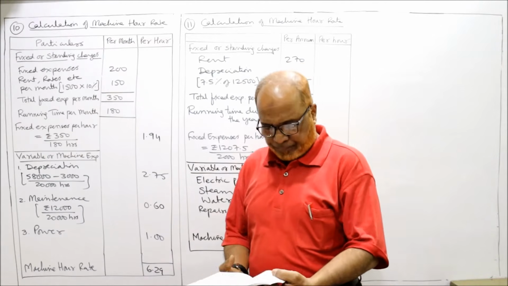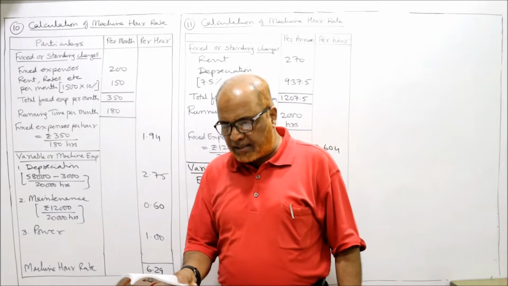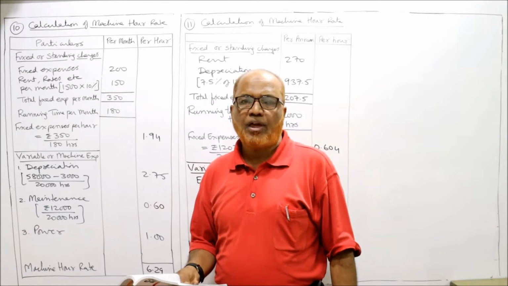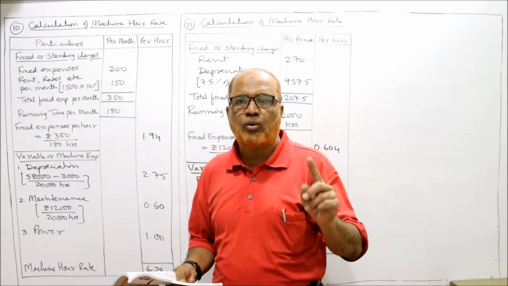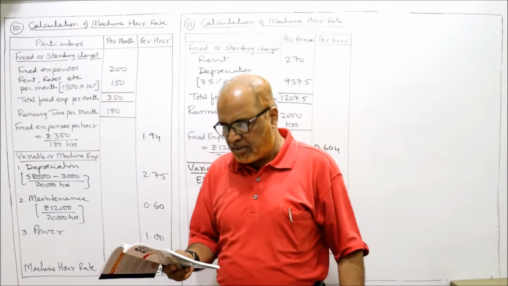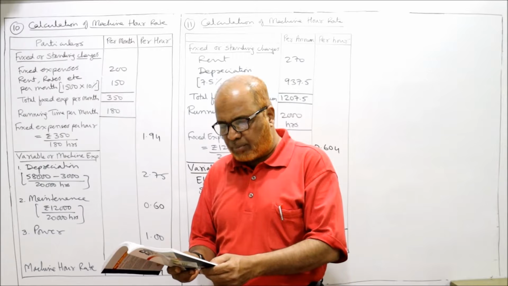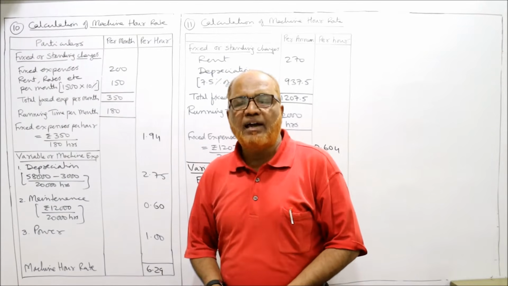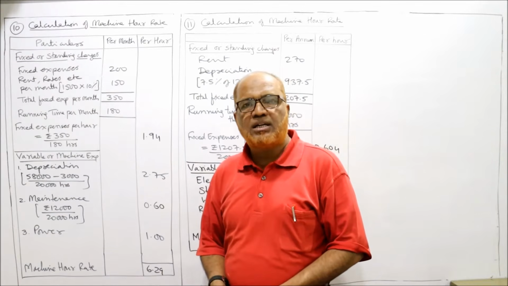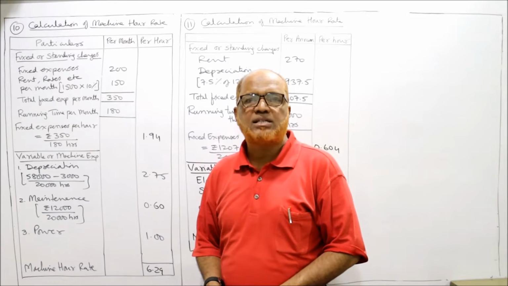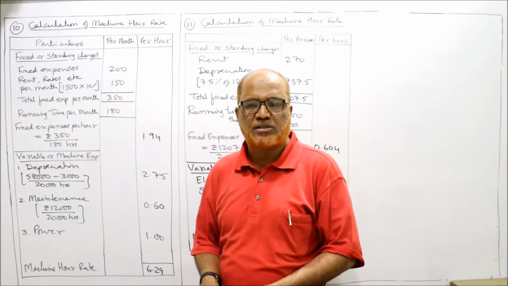Problem number 10. From the following, calculate the machine hour rate. Remember, machine hour rate means expenditure incurred to run the machine for 1 hour. So here cost of the machine 58,000, scrap value 3,000, life of the machine 20,000 hours. When the life is given in hours, we treat the depreciation as variable expense or machine expense.